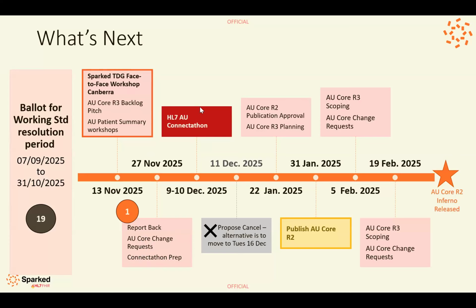Then we've got the Connectathon in Melbourne, where we will have that normative snapshot for AU Core R2, and we'll go through and test that. And then here's what I wanted to raise today. There is an 11th of December meeting. So that's basically the next day after the Connectathon. I think we've got two options. We either cancel that meeting or we move it to the next week.